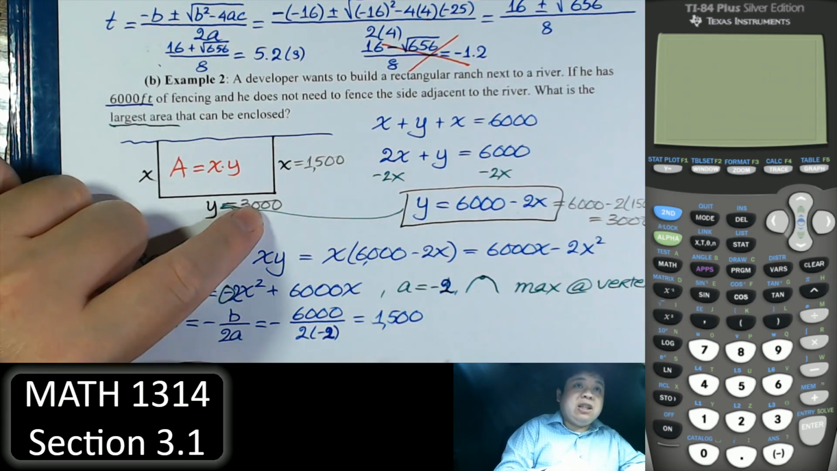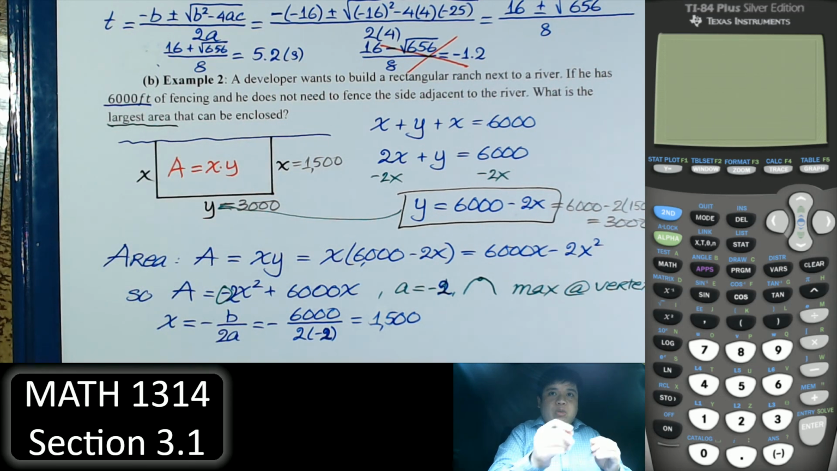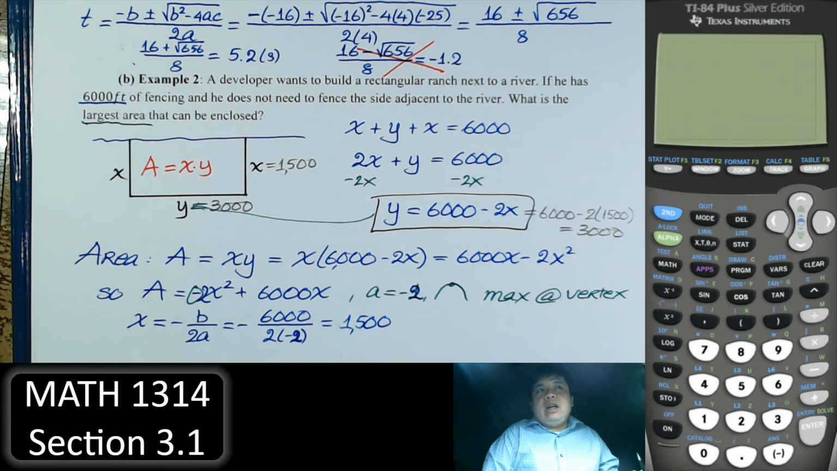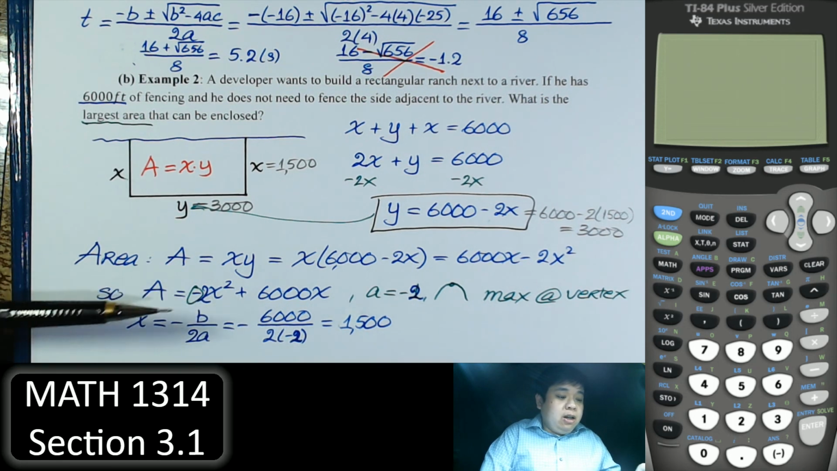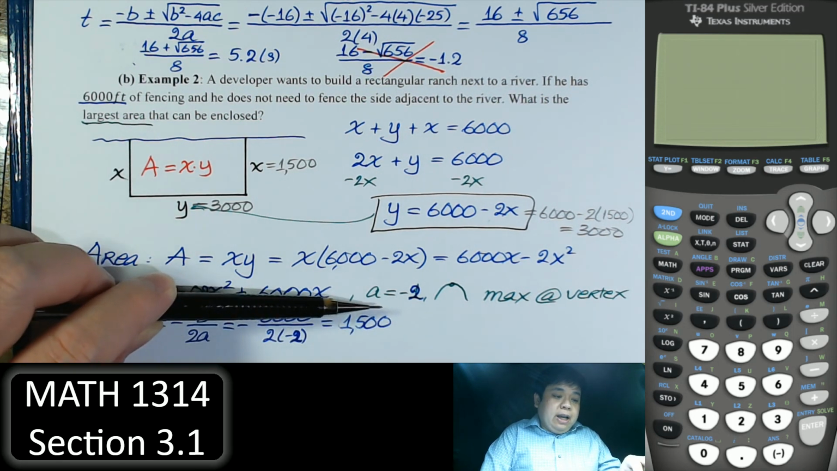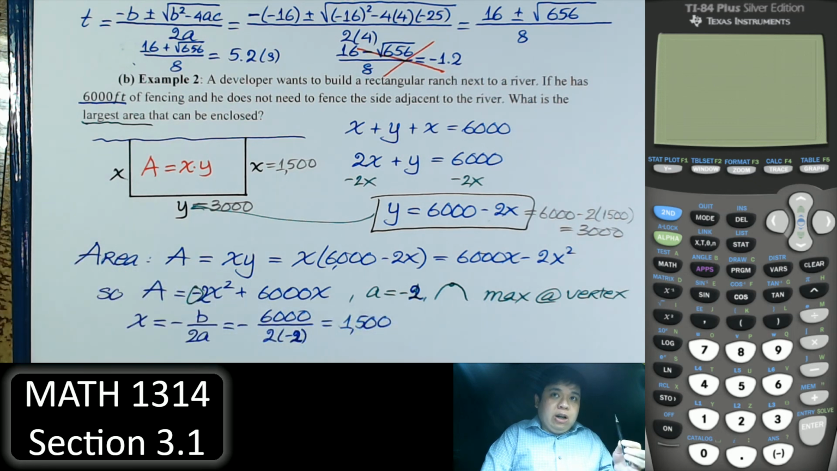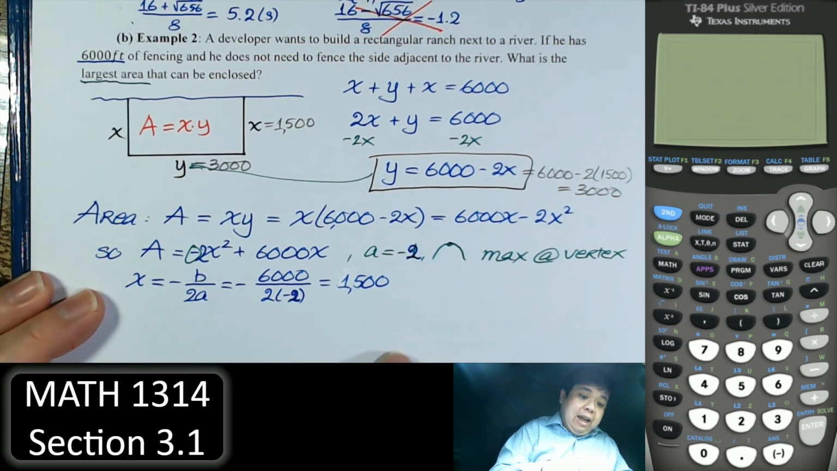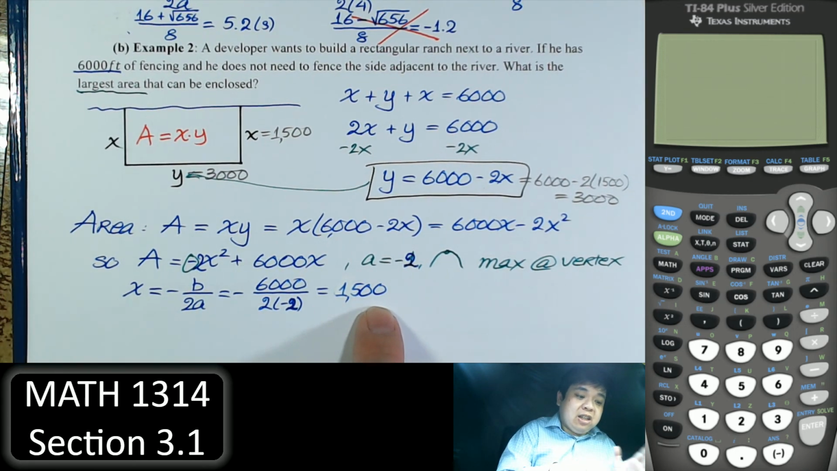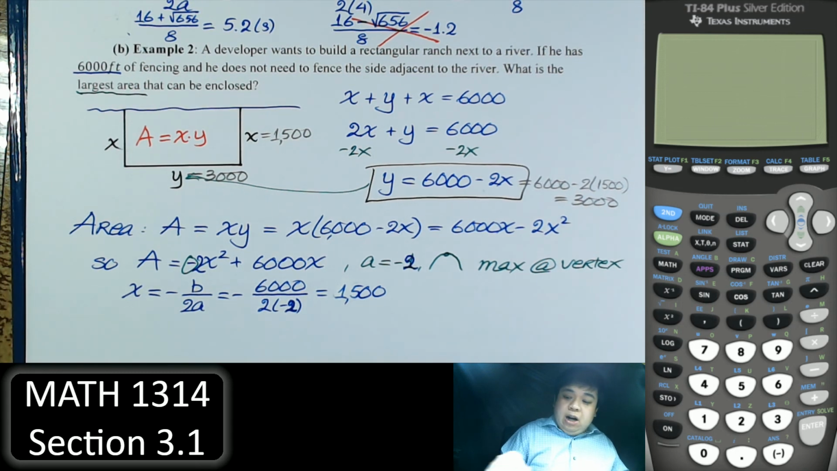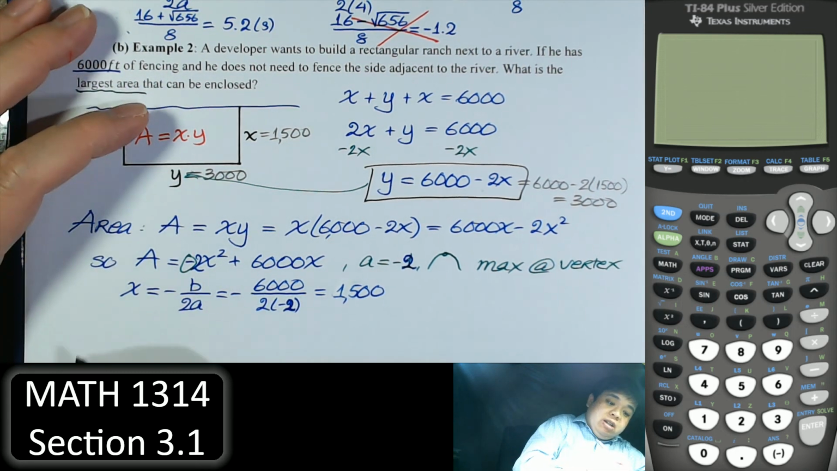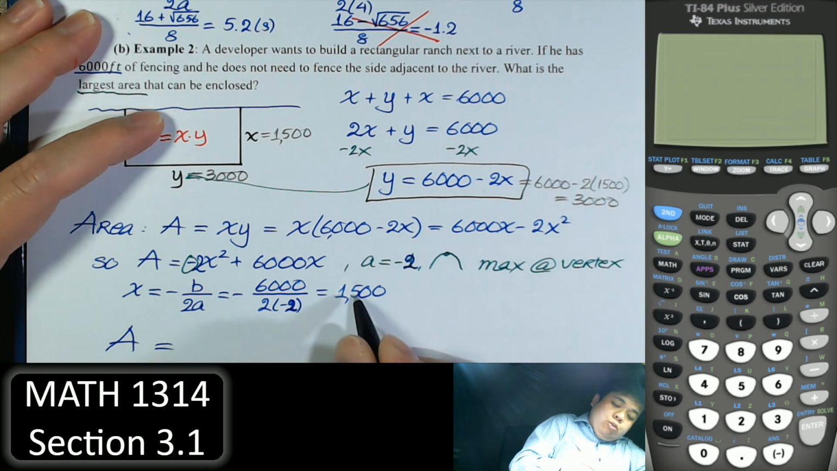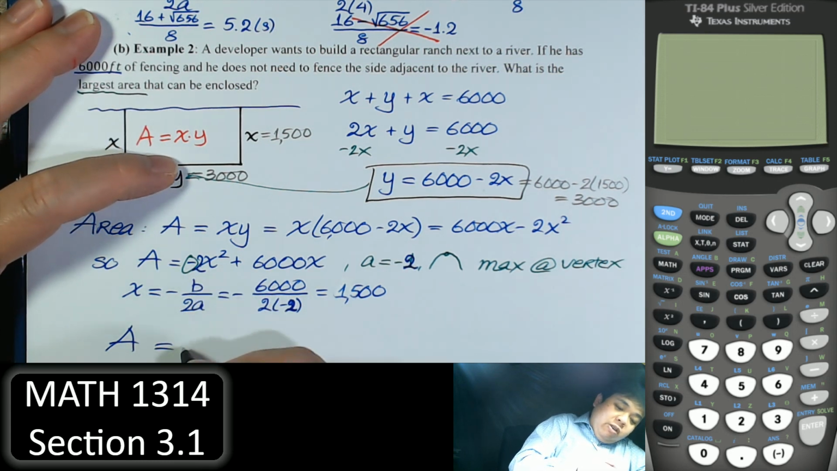We have x, we have y. The area is x times y. That will give us the largest area. Bottom line, because we have a quadratic function whose graph opens down, the maximum will be at the vertex. And so the vertex x component is 1,500. This question asks for the largest area, so we put 1,500 back into this function.